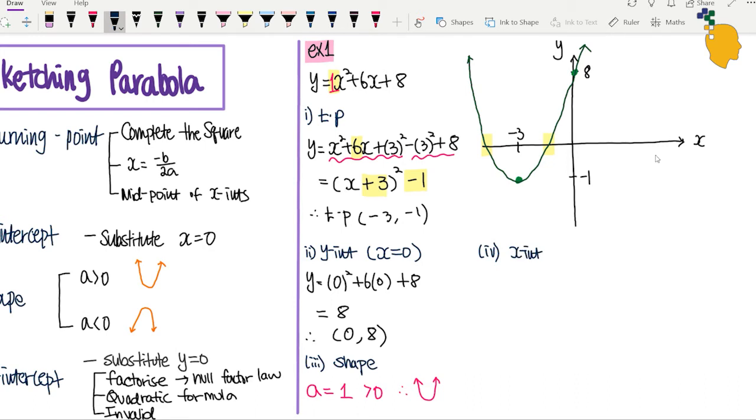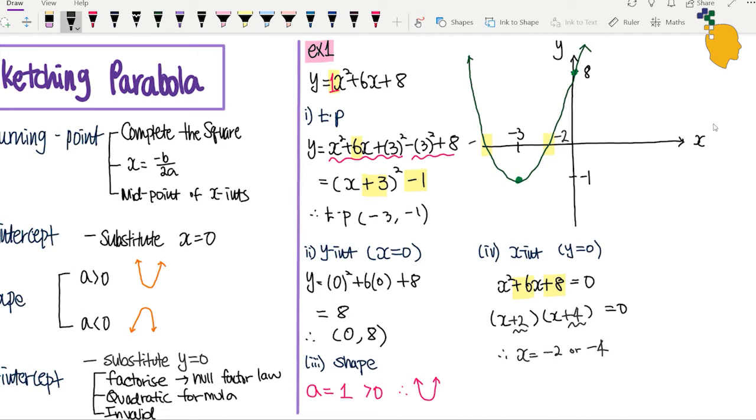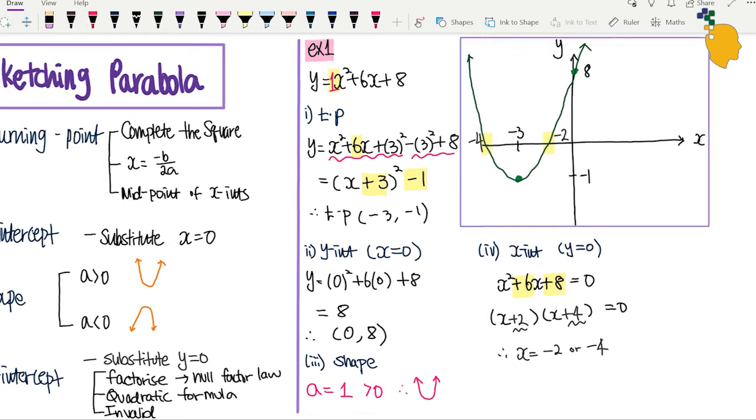Let's find the x-intercept now. Substitute y equals 0. It will be x squared plus 6x plus 8 equals 0. I'm going to factorize, then use the null factor law to solve for x here. If you use the cross method, you'll end up with (x plus 2)(x plus 4) equals 0. Then switch the sign to find the x value. x is negative 2 or negative 4. So put down your values on your Cartesian plane, and this is the complete parabola of y equals x squared plus 6x plus 8.